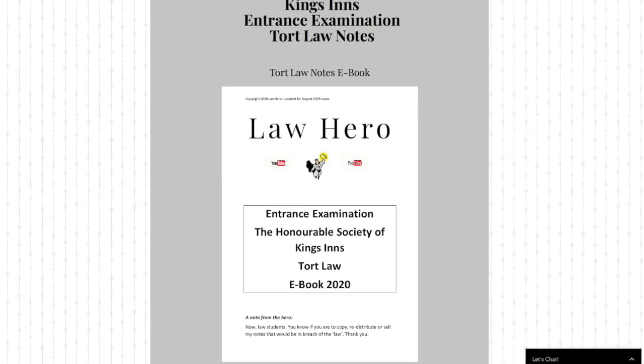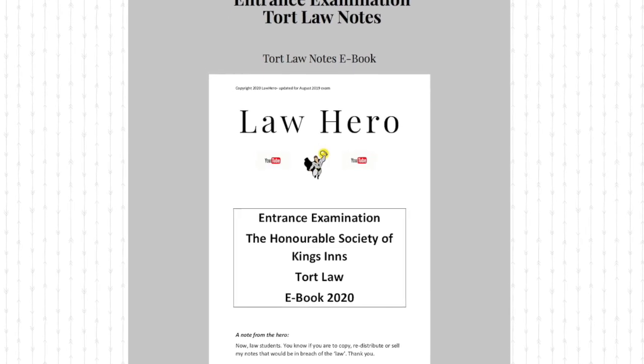Tort is the same again. It's actually a little bit narrower than the FE1, which is good for you guys who are sitting the King's Inns. They reduced the scope of the exam.